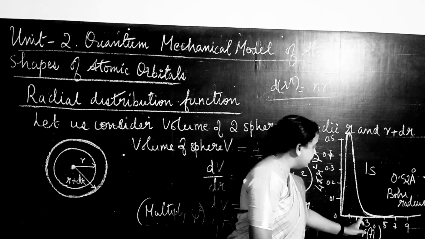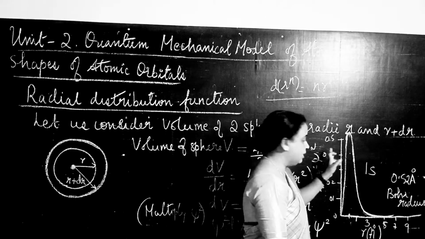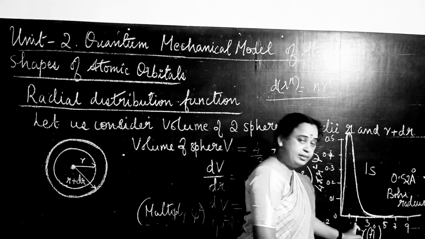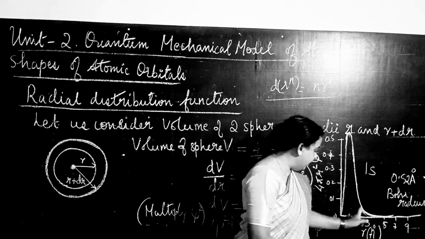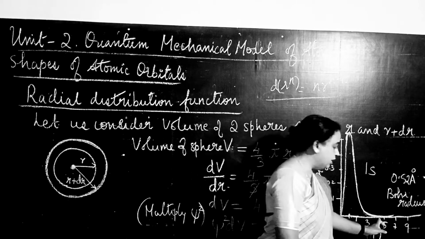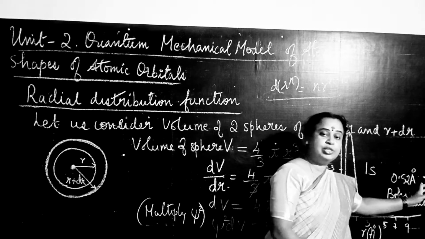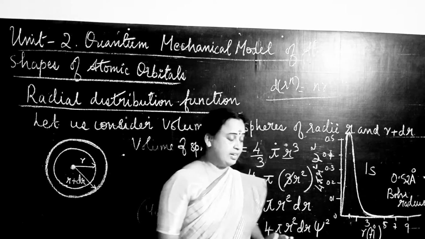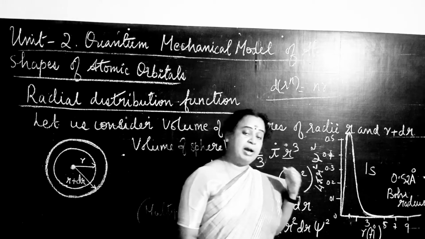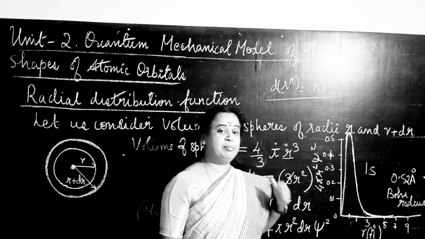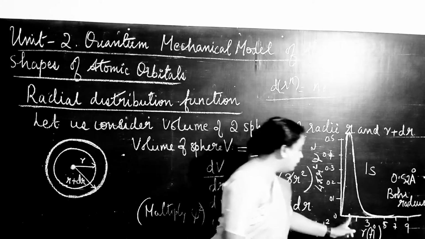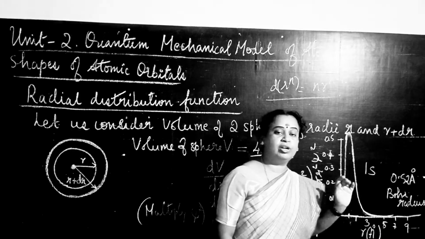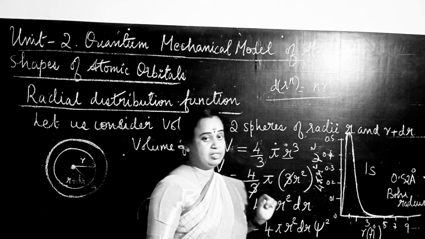So as the radius is increasing, the probability, that is the psi squared value, is decreasing. When the radius is 3, again it comes to 0. Like this, when the radius is 5, 7, it is all 0. That means the probability of finding the electron is decreased. So the maximum probability of finding the electron is at the radius 0.52 Angstrom, and this 0.52 Angstrom is nothing but your Bohr's radius.